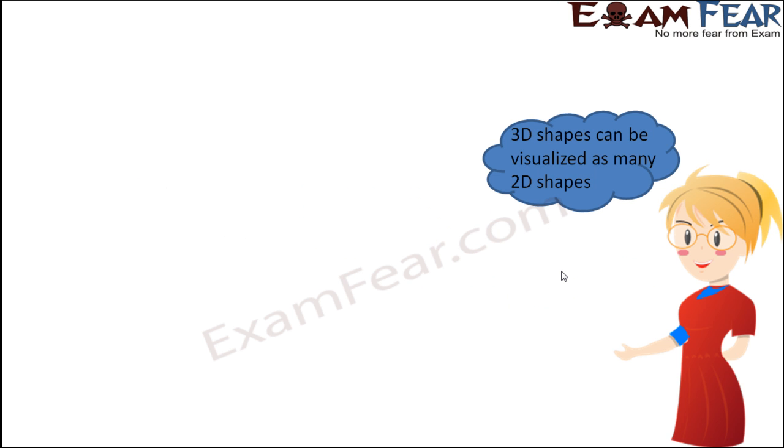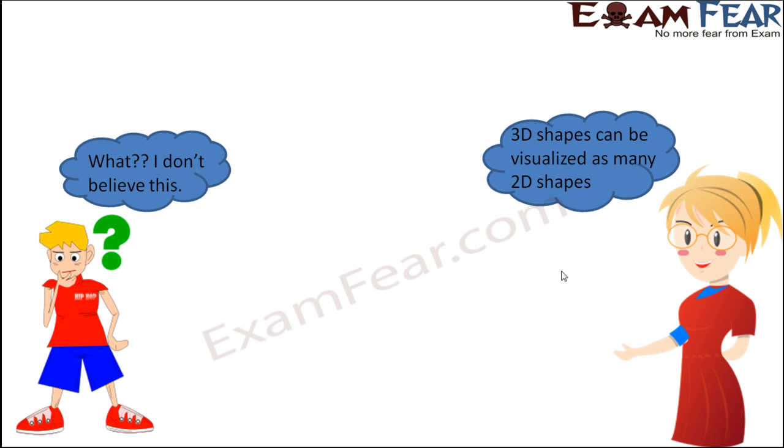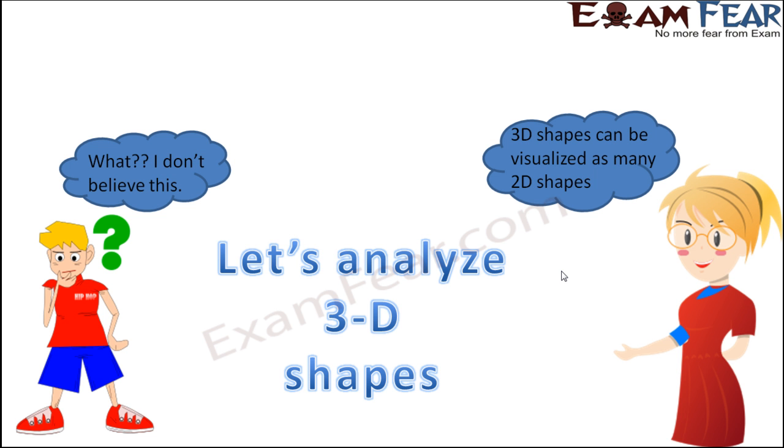In fact, there is another interesting fact: three-dimensional shapes can be visualized as many two-dimensional shapes. That is, many two-dimensional shapes put together make a three-dimensional shape. You might find it hard to believe, but look at the example of the playing card that I had taken some time back. What did I say? One playing card is two-dimensional, but when you build a tower with many playing cards, that becomes a three-dimensional shape. So let's analyze some of the 3D shapes very quickly.